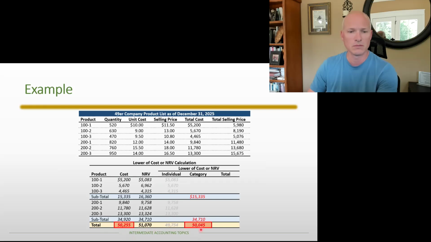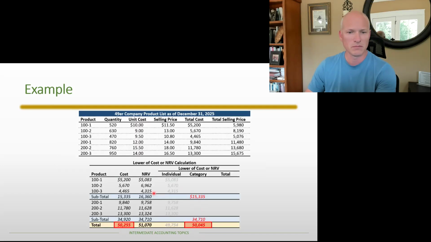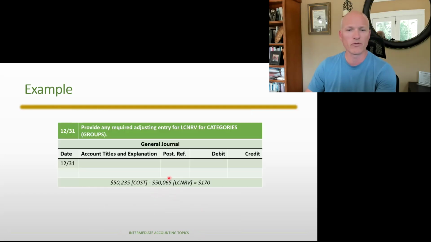I think my math's off. Sorry. This number should be slightly different, I think. I don't know, we'll figure that out. But anyways, whatever that difference is, I know, because this should be $50,045. I need to fix that. But all that to say, the entry amount would be $170.